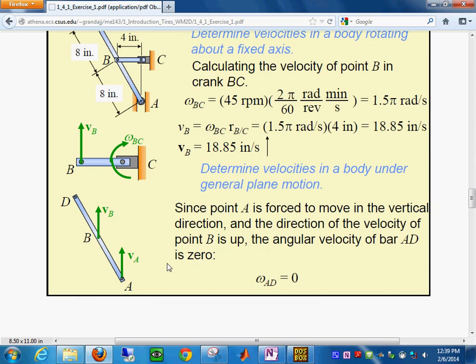If you calculate the velocity of the point B in the crank BC, of course it's going to be calculated using this graph right here. So the velocity of omega sub BC is 45 RPM converted to 1.5 pi radians per second. Velocity of B is omega BC times R sub BC. So this is 15. This is like 18 inches per second.